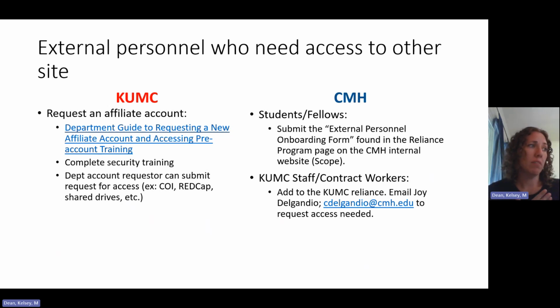So they would indicate that that person had completed their security training, and then also check what access they need. So typically they would need a KUMC account. If they're going to be on the IRB at KUMC, they would need conflict of interest access so they can complete a KU conflict of interest form.